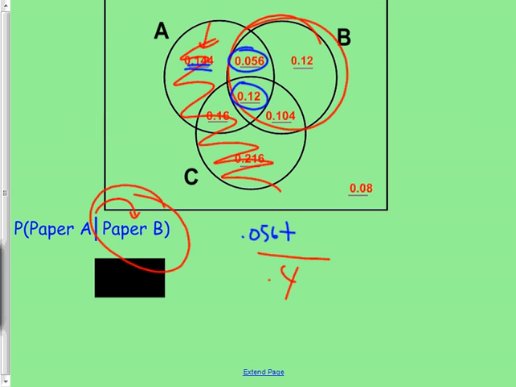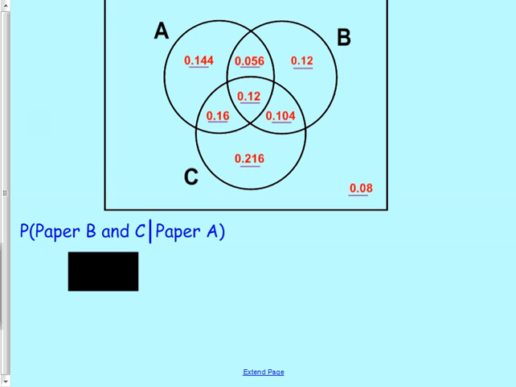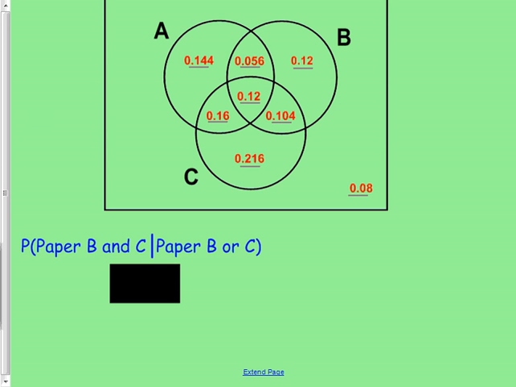0, 5, 6, and 1, 2. Raise your hand if you had that one. Okay, that means the final answer should have been 0.44. All right, moving on. I think we've done enough of those. Yeah, that one's a little complicated. So let's give this one a try.